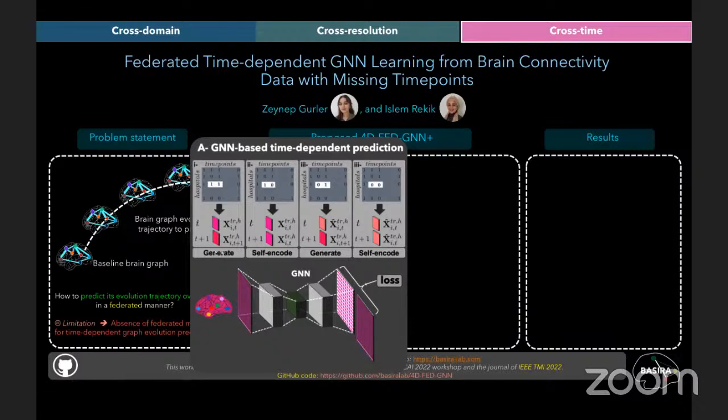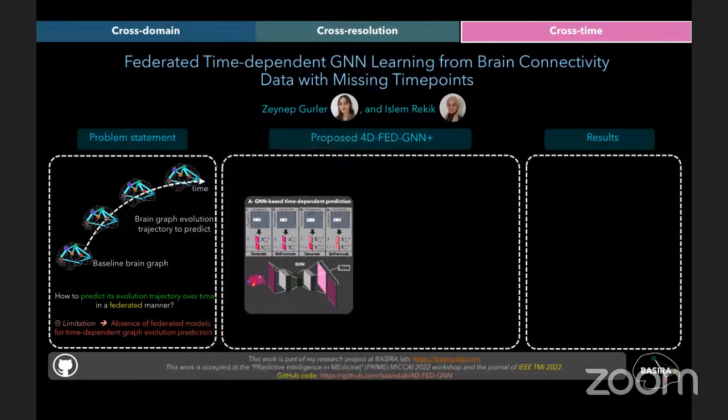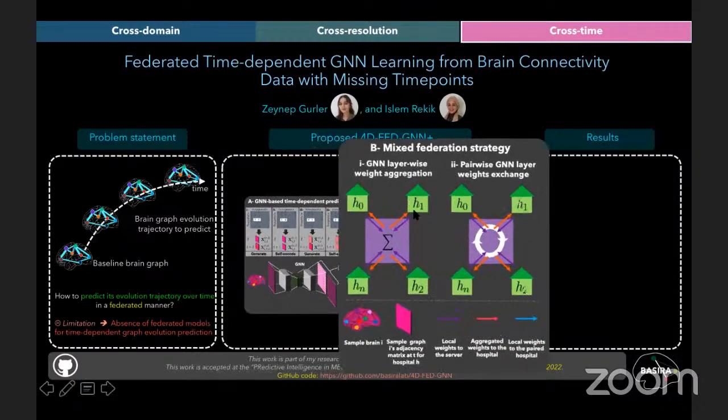Once it's self-encoding, it's acting as an auto-encoder, which is just identity mapping. Other times it's generating, which is training this function to map xt onto xt plus 1. But you might ask me, if I'm doing this, how is this hospital learning? It's just self-mapping, right? How is it going to predict the evolution of a graph for a particular subject? The key here is in the federation, because this hospital has 2 missing time points.